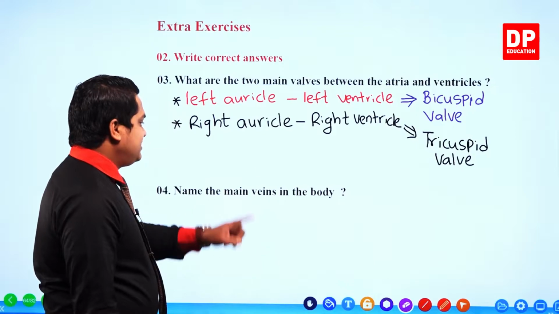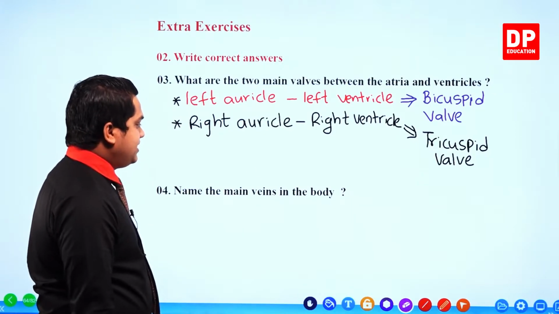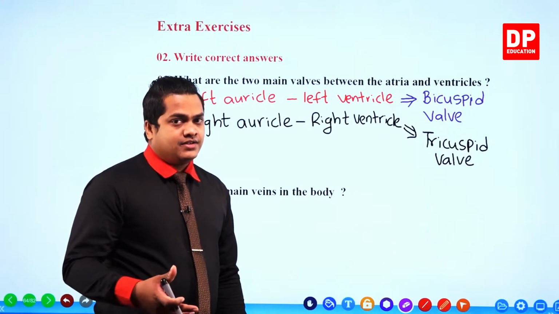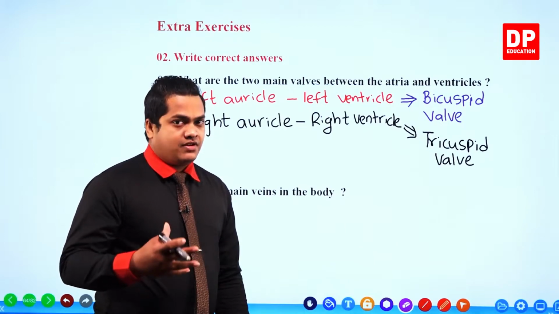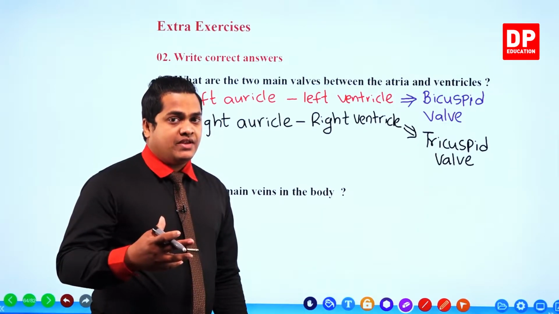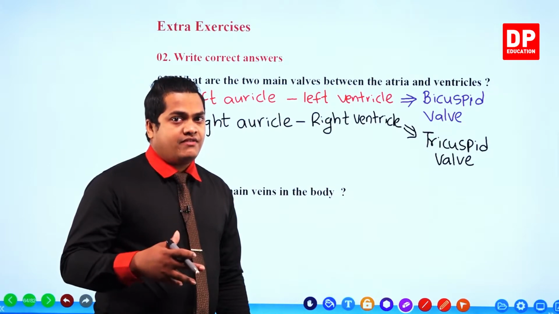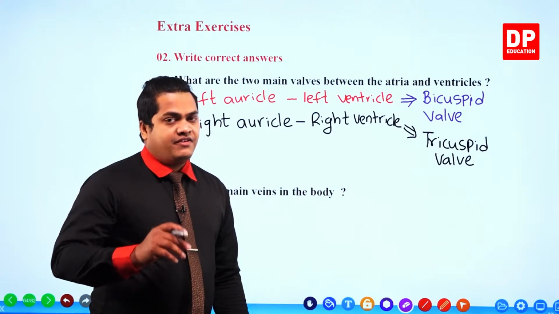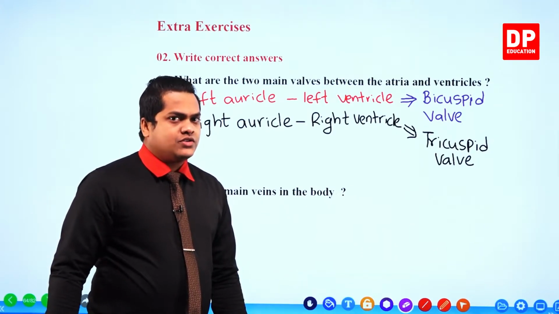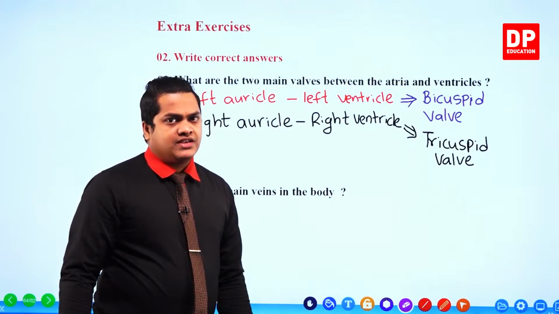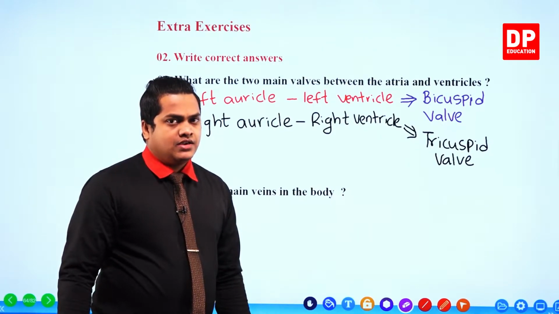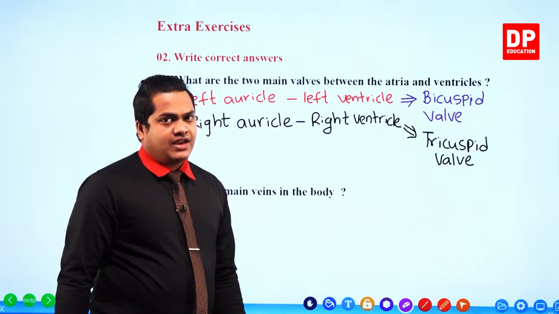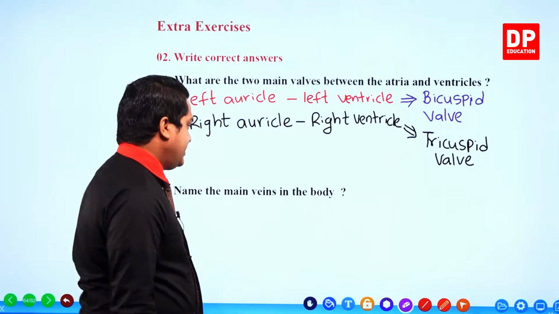Name the main veins in the body. The main veins are the vena cava. There are two main vena cavas, superior vena cava and inferior vena cava. And also there is another type of vein which is called the pulmonary vein. So those are the main types of veins that we can observe. So we can write the answer.